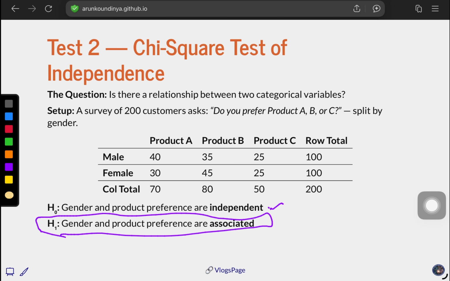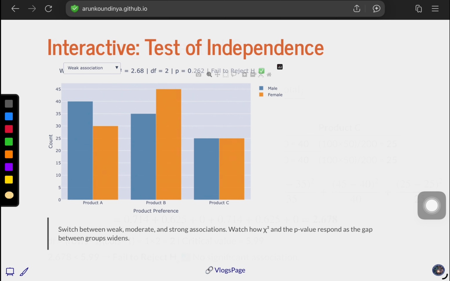So we cannot tell that a particular gender has a high product preference. It can be anything. It can be their individual choice, like anybody can like whatever they like. There is no gender preference. This is a weak association, that's what we have seen. Let me go for a stronger association here.